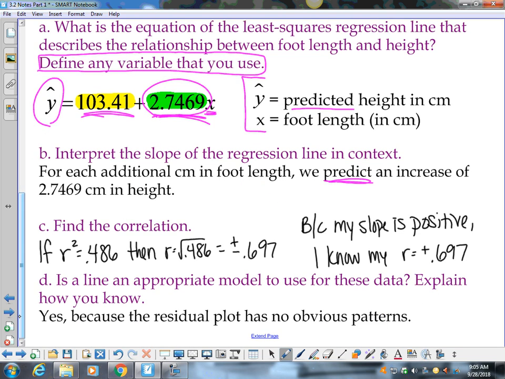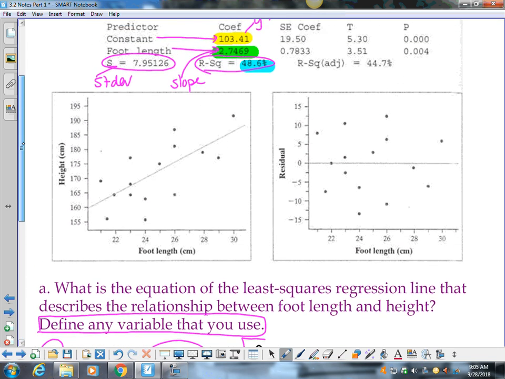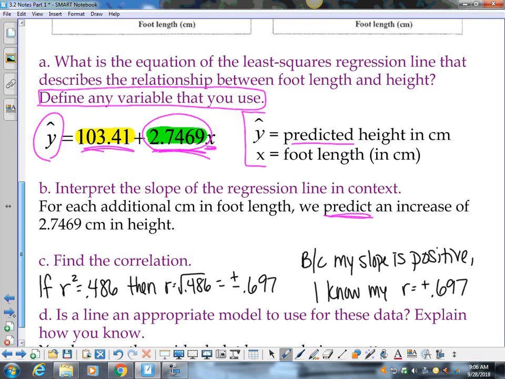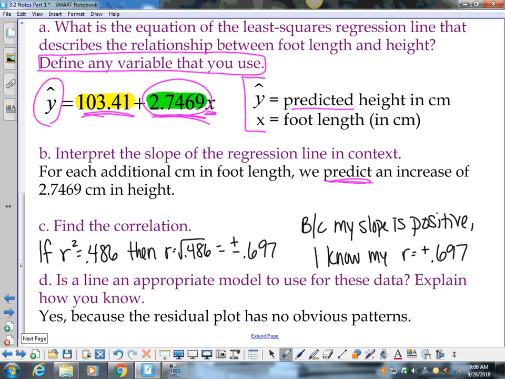C, find the correlation. Okay, not the coefficient of determination, but the correlation coefficient. Okay, well, it told me that my R squared was 48.6%. So if my R squared is 48.6%, so 0.486, then R is the square root of that. Now technically, remember, your R can go from -1 to 1. So your R could be positive or negative. So when you square root this, I'm leaving the plus or minus on there because I don't know if it's positive or negative.